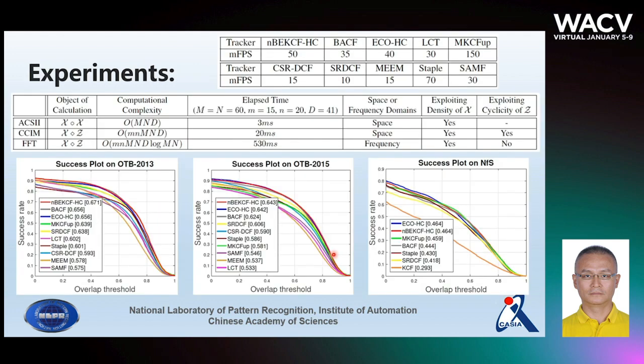These tables show that our acceleration method is much faster than FFT, and our filter is faster than all correlation filters which aimed to alleviate the boundary effect. Our tracker outperforms other correlation filter trackers. More experimental results can be found in the paper and supplemental materials.